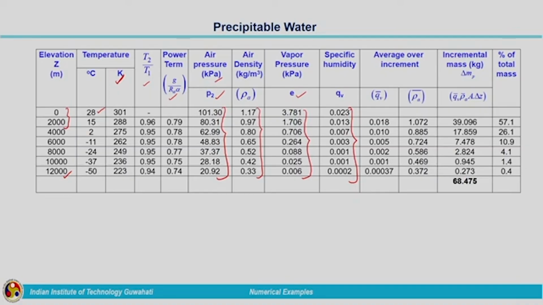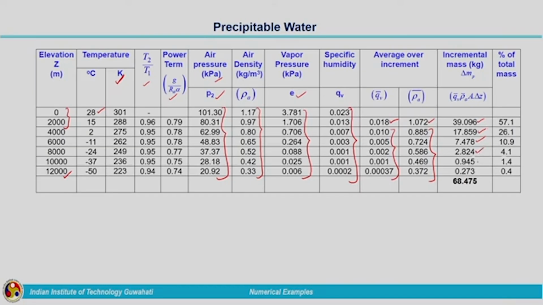After that we have calculated the average value of QV bar 0 to 2000. What is the average value coming? It is 0.018 corresponding to specific humidity and also air density. We have calculated the average values. Same step is repeated for other incremental elevations also. So, we got these values, and finally for each increment of delta Z we have calculated the mass of water vapor, precipitable water present in the increment.